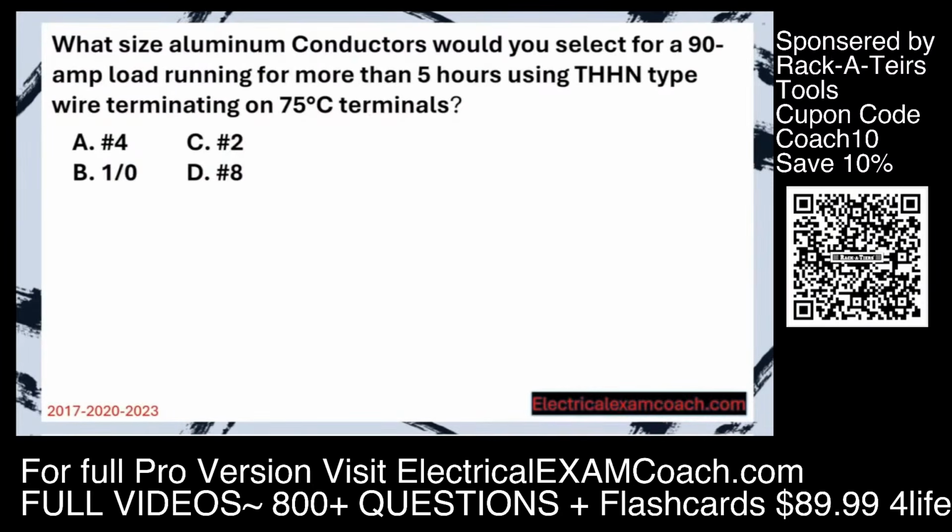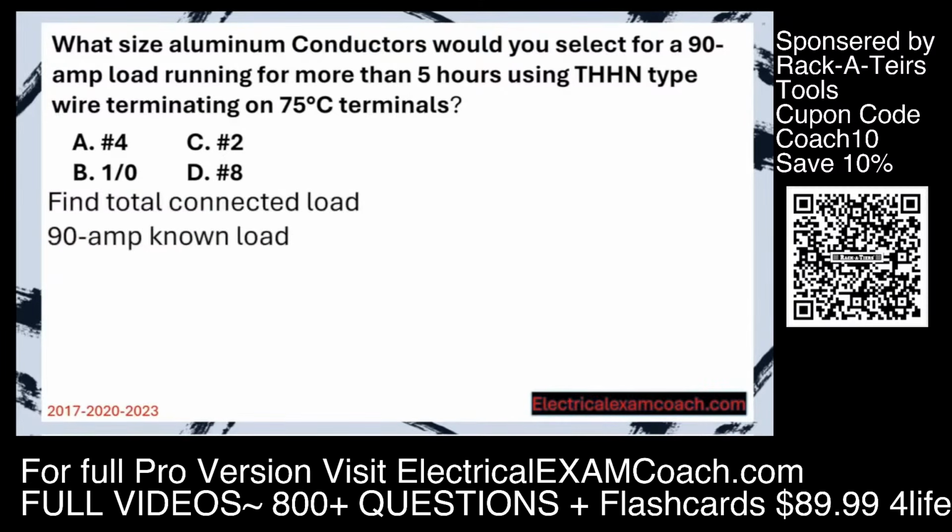What size aluminum conductors would you select for a 90 amp load running for more than 5 hours using THHN type wire terminating on 75° C terminals? Step 1, find the total connected load. Well, our starting known load is going to be 90 amps, but we must check for demand factors.